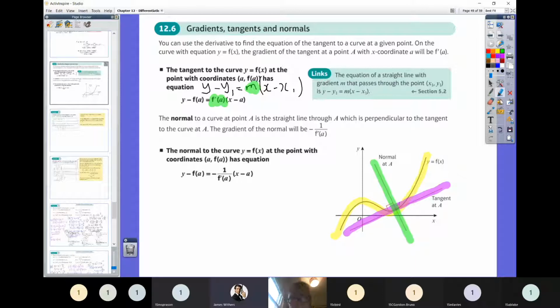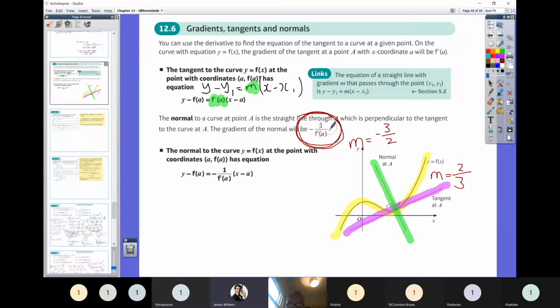Now, to work out the gradient of the perpendicular line, as you know, you take the gradient of the tangent and you flip it over and change the sign. That's all that bit there is telling us to do. So for example, if the gradient of the tangent, the purple line, had been, let's say, 2/3, then the gradient of the normal, the green line, you'd flip it over, change the sign, would be minus 3/2.